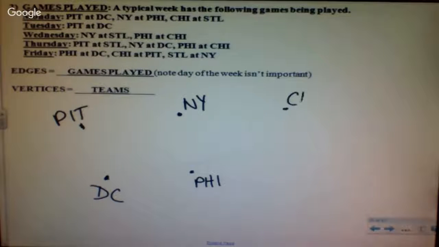1, 2, 3, 4, 5, 6. We need 6. We need 1 for Pittsburgh. We need 1 for DC. We need 1 for New York. We need 1 for Philly. We need 1 for Chicago. And we need 1 for St. Louis.